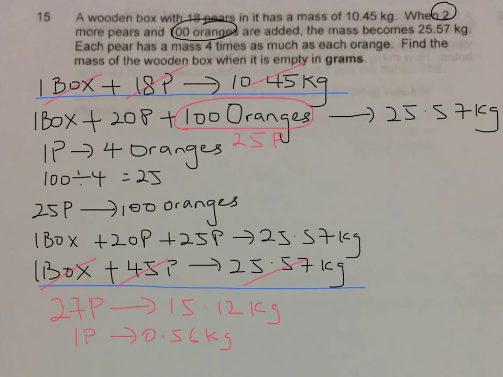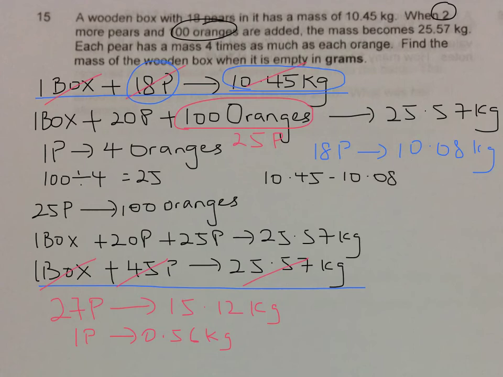They want to find the mass of the wooden box in grams. Looking at this, it is 18 pears. So 1 pear is 0.56, so 18 pears would be 10.08 kg. 1 box with 18 pears is 10.45, so one box will just be 10.45 minus 10.08, and we'll get 0.37 kg.